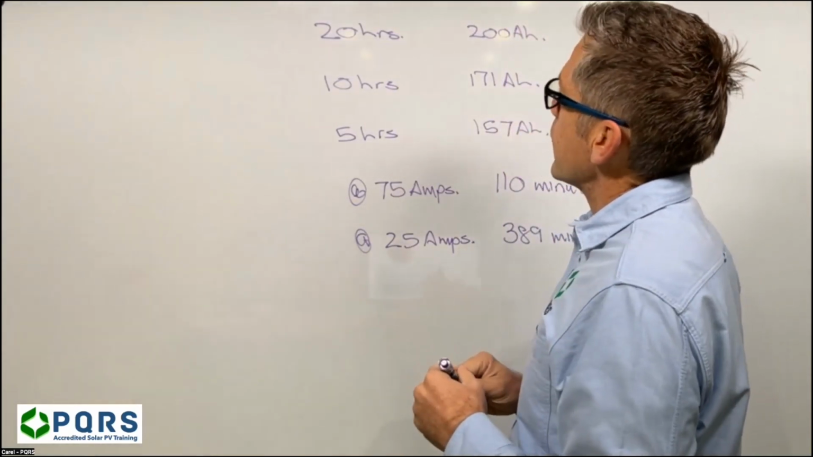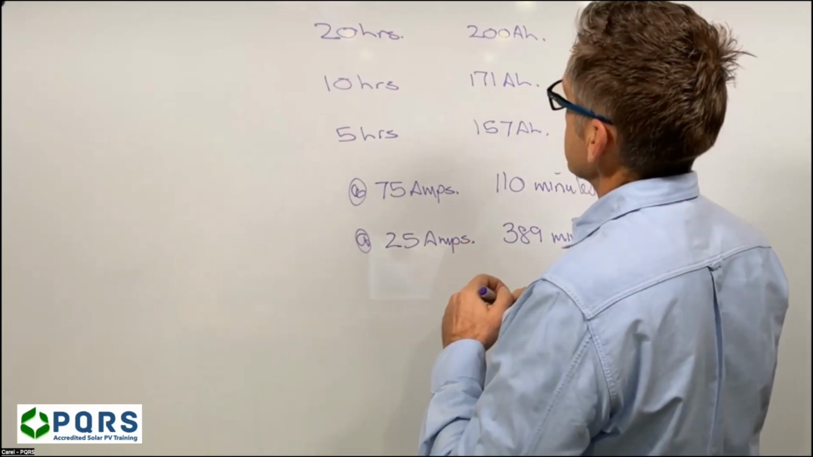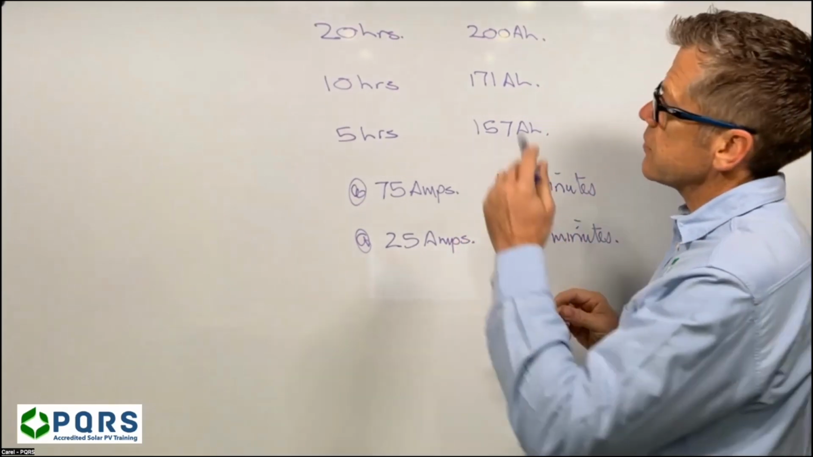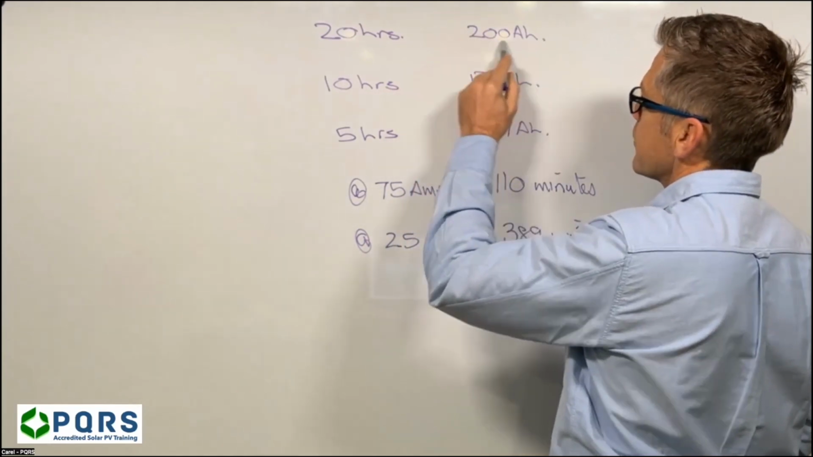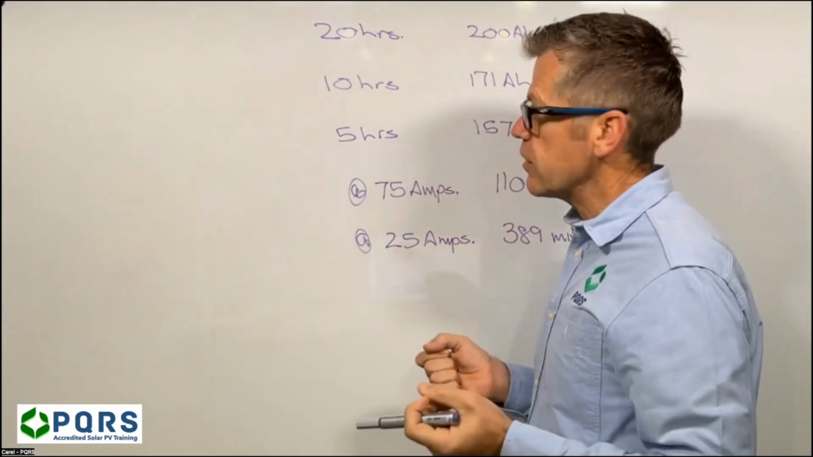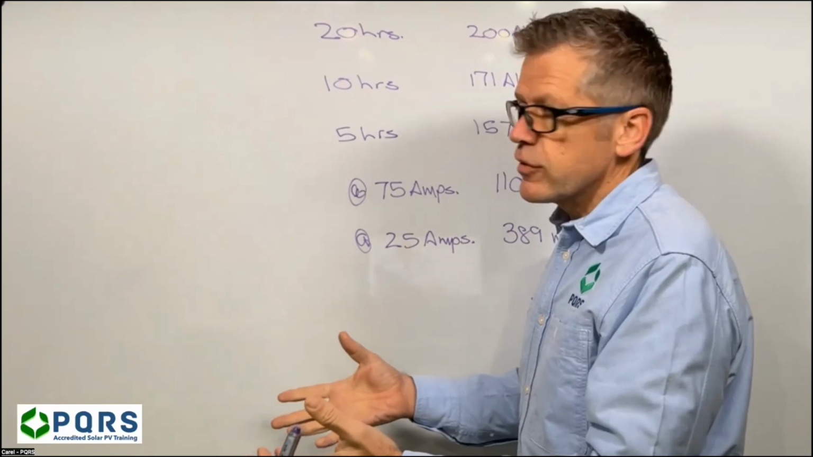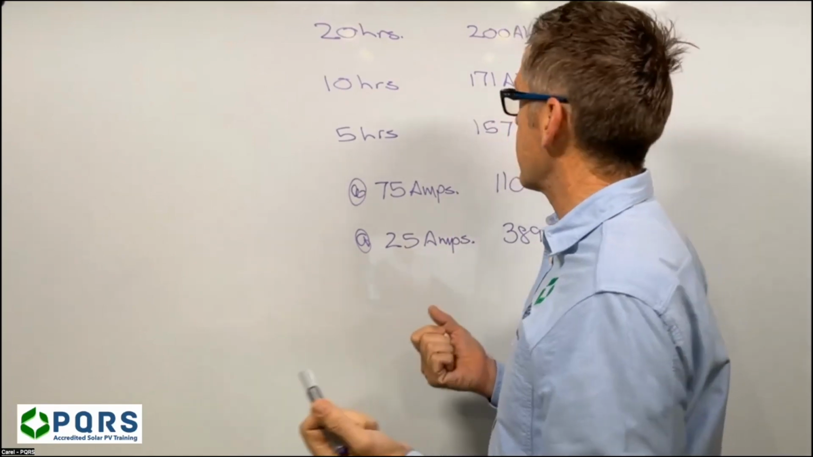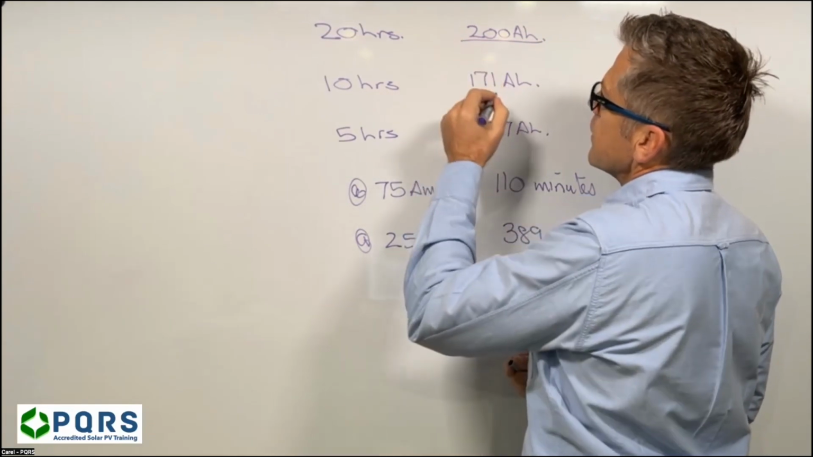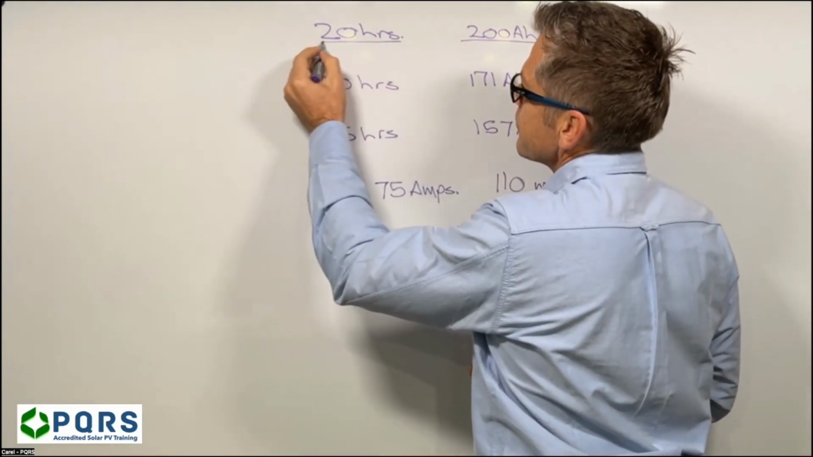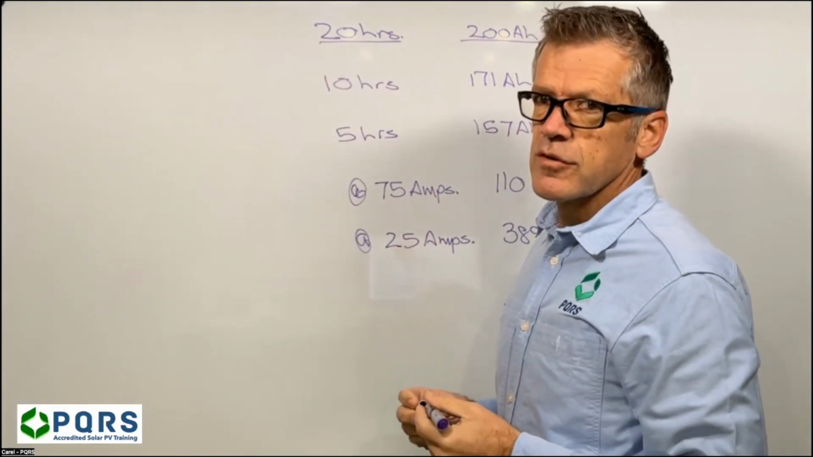So what the data sheet is saying is if we are discharging the 200 amp hour battery, so we go to a store, we buy a 200 amp hour battery, we ask for a 200 amp hour, they give us a 200 amp hour battery. The capacity of the battery is linked to a specific rate of discharge.